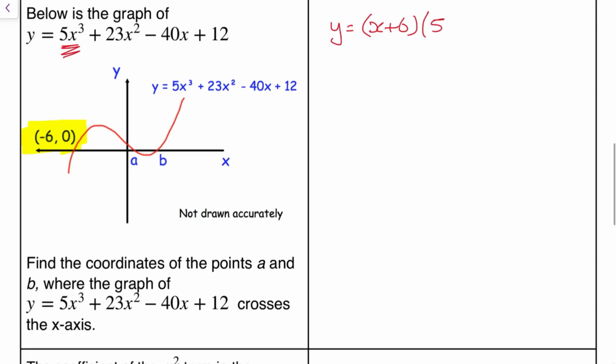Well, it's going to be 5x squared. And then what do I need to multiply 6 by to get 12? It's going to be plus 2. So far, pretty straightforward. Then the hard bit.